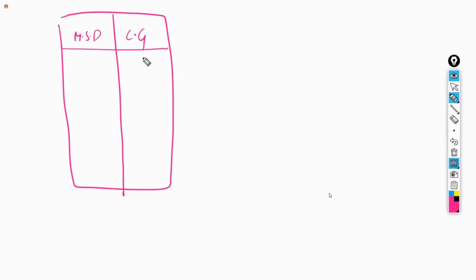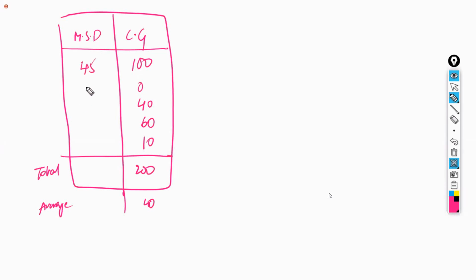First match, Chris Gayle has scored 100 in the first match itself. Second match, duck out. Third match, 40. Fourth match, 60. Fifth match, 10. This is each match score of Chris Gayle. And if you calculate the total, it is 200. What is the average? It is 40. Okay, keep this one aside. Now Dhoni, first match 45.